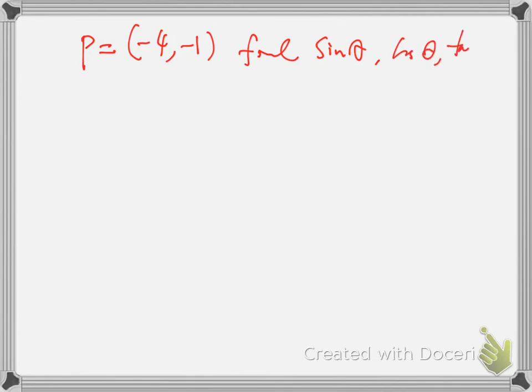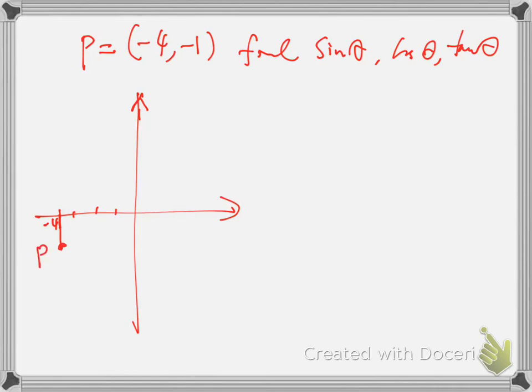One more example. We will have a lot of examples here, because it's hard. So we know the point P is (-4, -1). Find sine theta, cosine theta, and tangent theta. Again, we need to draw a right triangle. So it's -4, -1. Here is 1, 2, 3, 4, -4, -1. So go down a little bit. So this is our P. This is our right triangle. It's in the third quadrant.